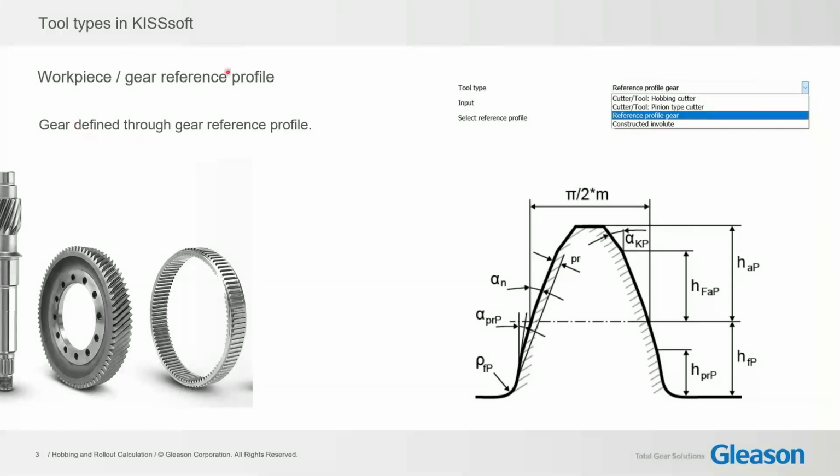So tool types in KISSsoft, as you see here on the right picture, we have 4 different options to define tool geometry, let's say. We have also 3 different options to define the geometry plus the constructed involute. We will today focus on the hobbing, but just a short overview. So if we select a reference profile of a gear, basically the gear is defined directly to the reference profile. And then on top of it, the tool is calculated and used for the geometry generation.